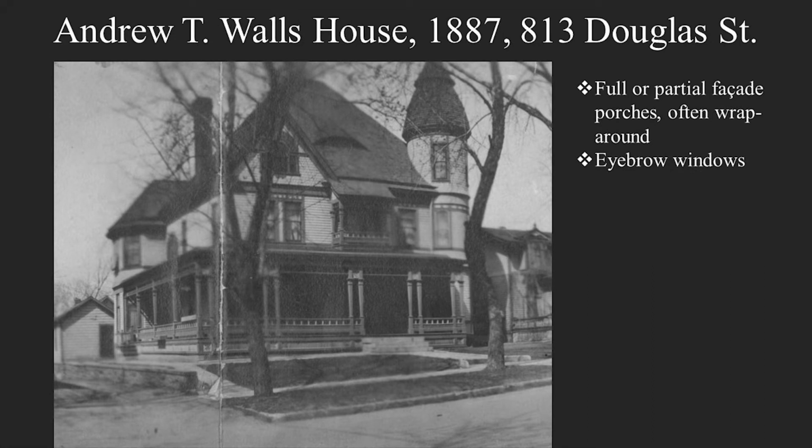The Andrew T. Walls House, built in 1887 at 813 Douglas Street. Another characteristic of Victorian-style houses are full or wraparound porches. You can see here the 2 main facades are covered by a front porch. This house also, if you look to the roof line, you can see the eyebrow window located right there in the center of the house. We'll see more of those pop up in a little bit.